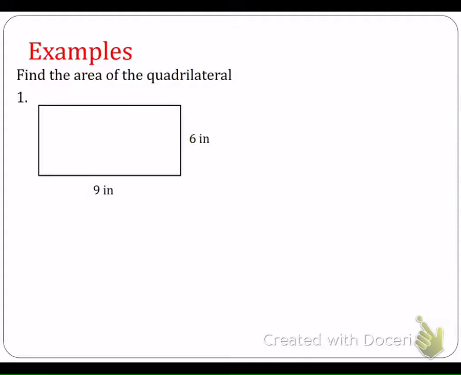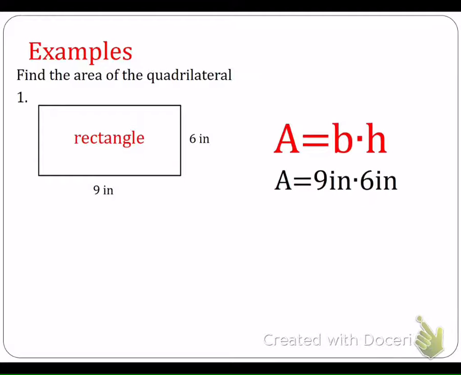So I want to find the area of this quadrilateral. Assume it's a square. 30. No. Oh, you squared it. My bad. How do you find the area of a rectangle? Length times width, or base times height. So we are going to multiply those 2 together. 54 square inches.